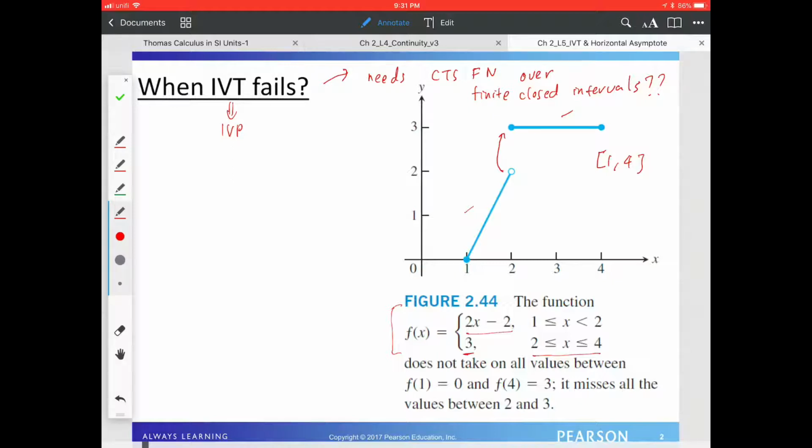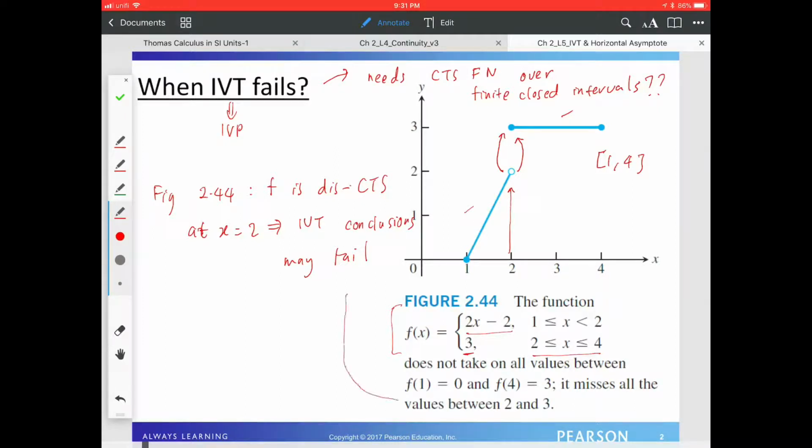Because of the graph in Figure 2.44 that we considered, the function f is discontinuous at x equals 2. You can see here at x equals 2 there is a sudden jump, which means that the IVT conclusion may fail. This is also because it will miss all the values between 2 and 3.